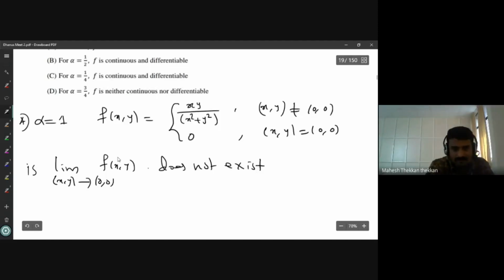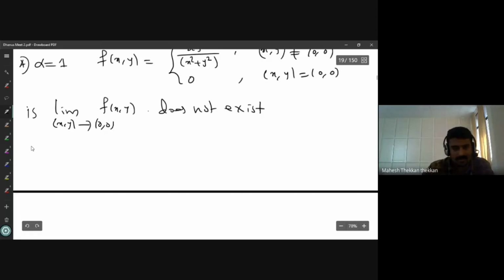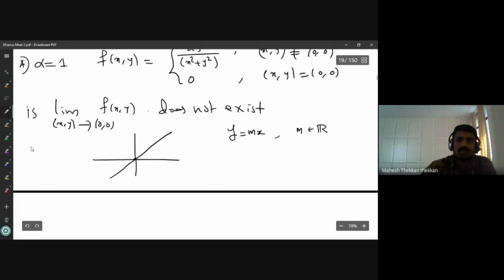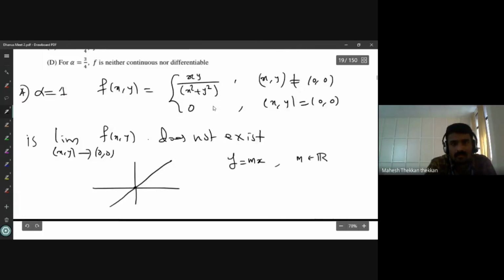Yes, correct. So if I look at the curve y equal to mx, I have to consider curves passing through the point 0, 0. So I will look at a family of curves passing through 0, 0. That is generally denoted by y equal to mx, where m belongs to the reals. Whenever m varies, we will get a different curve. Now you look along this curve and find the limit. So with y equal to mx, you have to substitute it in this equation. What will you get?